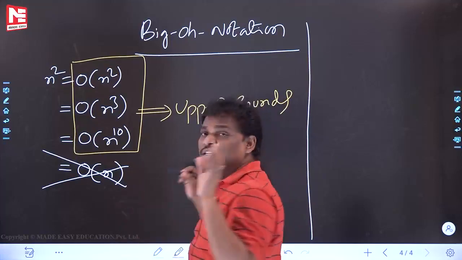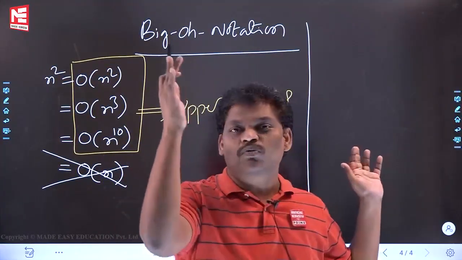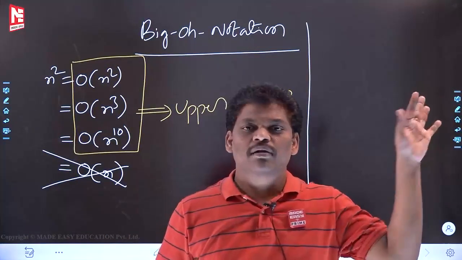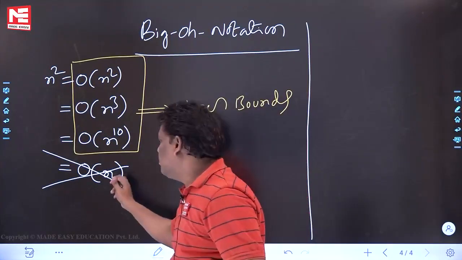Please be careful, I am explaining only this point. In Big O notation, on the right-hand side, who will be there? Either greater or equal functions should be there, which means upper bounds will be there. Everyone knows. Next, one more thing: the lesser one cannot be there.